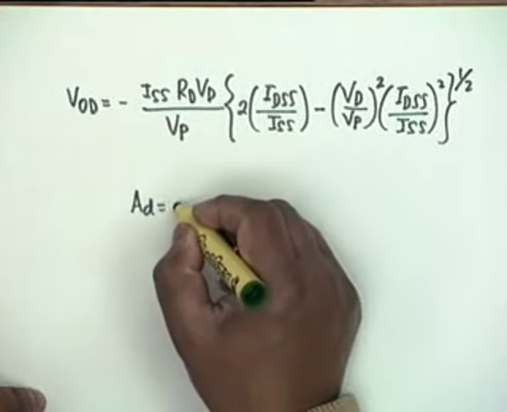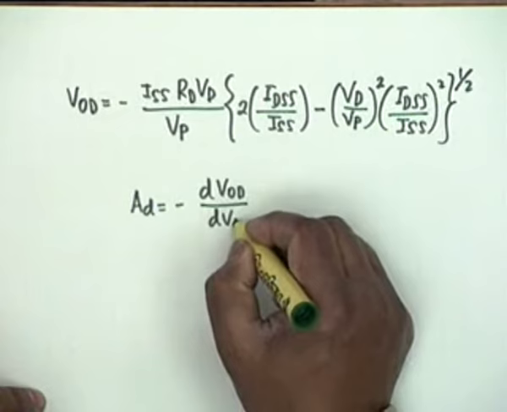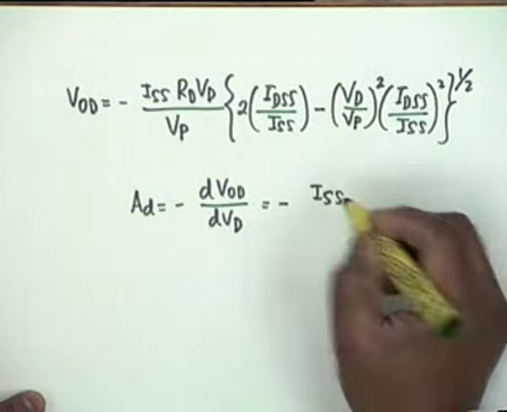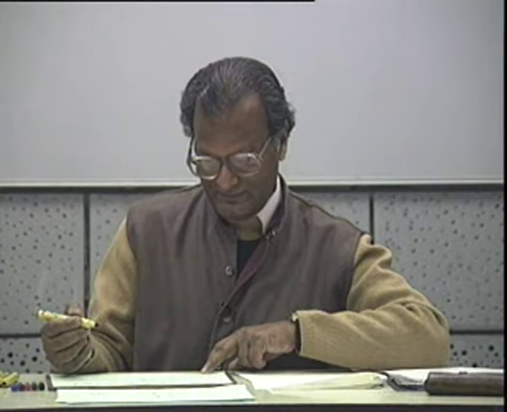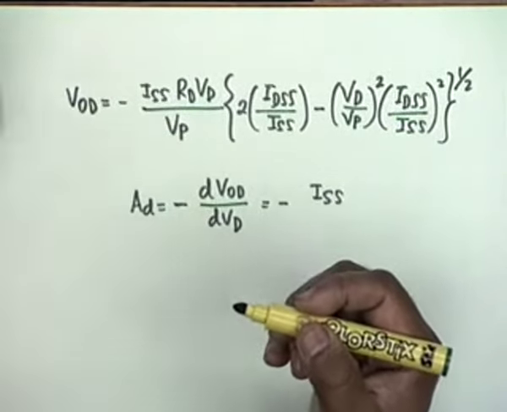That is AD, which is minus dVOD divided by dVD, would be simply equal to minus I. Pardon me? Why should there be a minus sign before the differential? Why not? Oh, why is there a minus sign? Because the slope is negative.